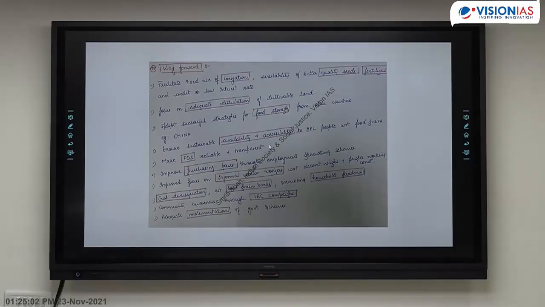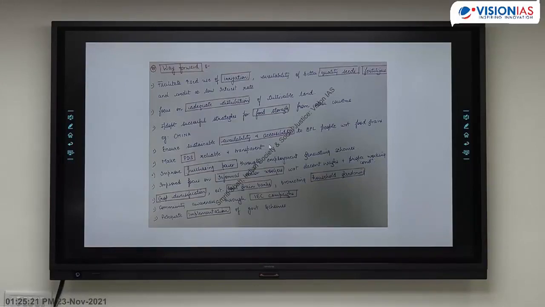You will also say that it is not as if availability and affordability has not been ensured: the National Food Security Act is there, Antyodaya Anna Yojana is there, then the midday meal scheme, everything is there. But then it has to be implemented on a sustainable basis. The special provisions have to be incorporated with respect to informal sector workers.